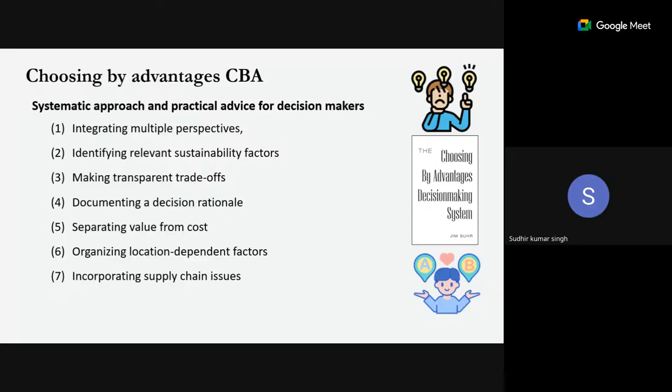What I am showing here is the 3rd step of CBA. If you really want to pursue CBA, you can go for this book by Jim Sir, who has initiated this particular method, the choosing by advantage decision making system. And there are instant CBA, two-list CBA. First practice instant CBA, two-list CBA, and then go for this tabular method. I am showing you the tabular method over here. So it integrates multiple perspectives, identifies relevant sustainability factors, makes transparent trade-offs, documents the rationale.